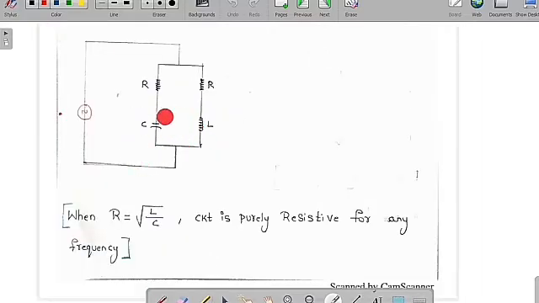Suppose there is a circuit with two parallel branches, the first branch of RC and the second branch of RL, where both resistors have the same value. We apply some external voltage source. Then, when R is equal to under root L by C, the circuit is said to be purely resistive for any frequency. No matter what frequency we apply, the circuit will always be purely resistive, meaning the supply voltage and supply current will always be in phase. So when R is equal to under root L by C, the circuit is always resistive no matter what the supply frequency.